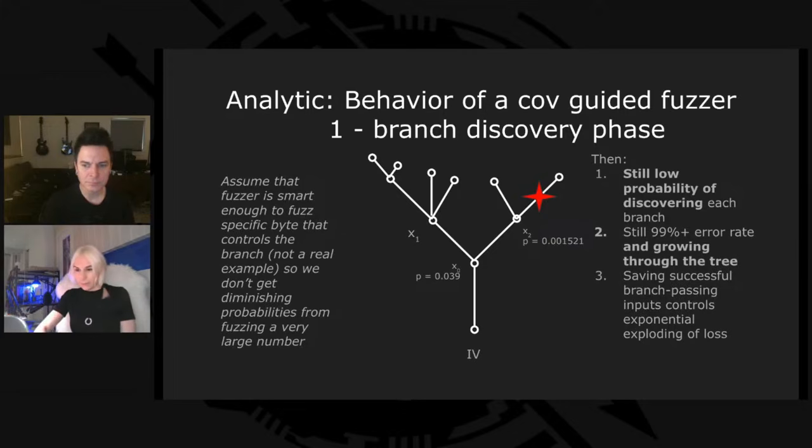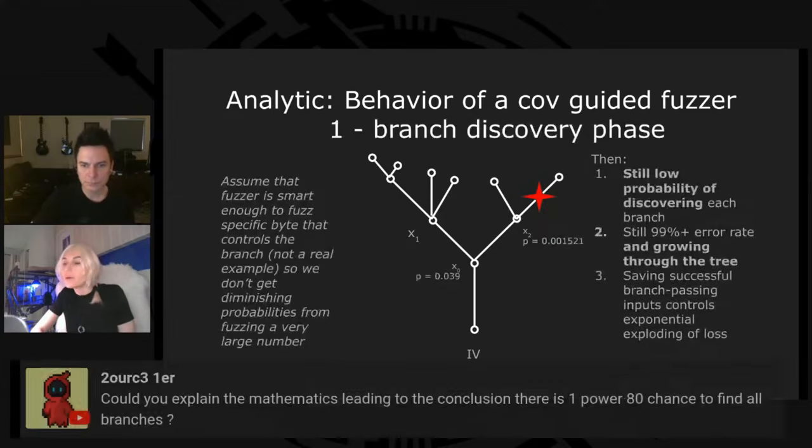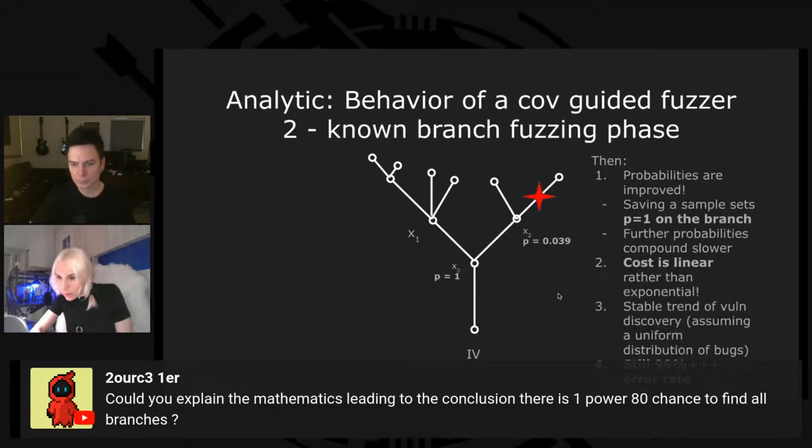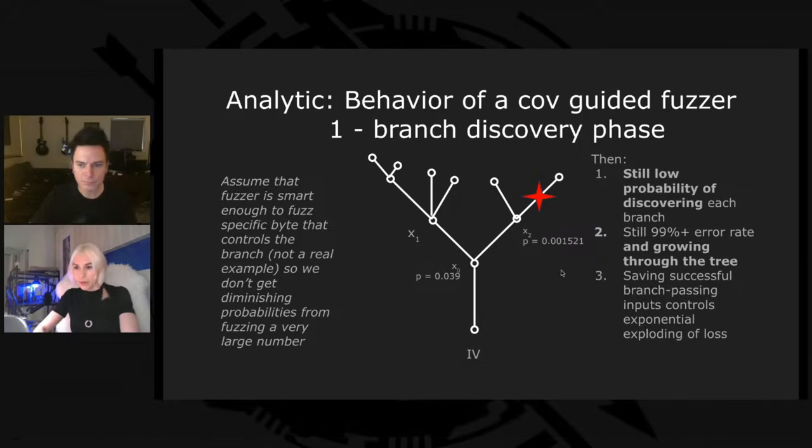So how does this whole thing grow? I think I had a separate slide, but okay. The point here is that because the tree keeps branching, the probabilities keep diminishing. The fuzzer will still be losing approximately exponentially. The loss will be approximately exponential, but maybe not as fast as in the purely random situation.